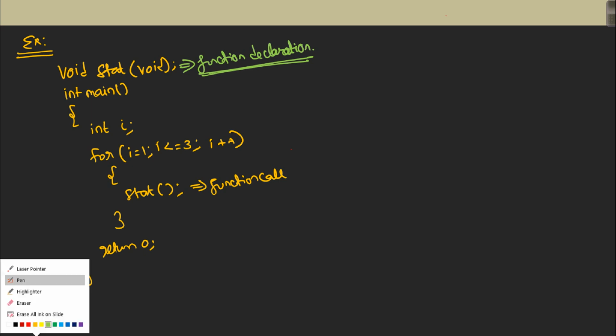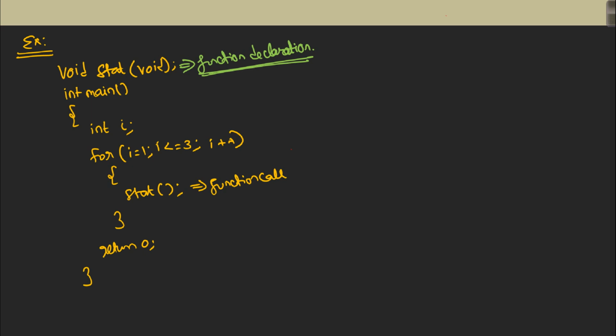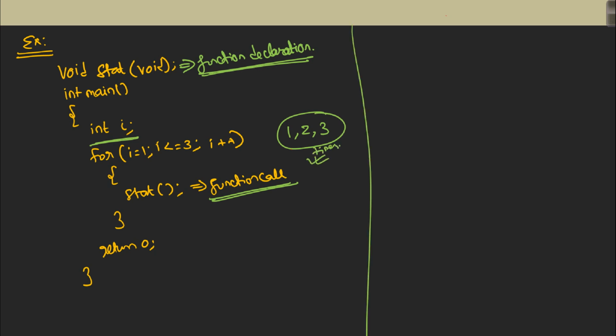Right? So far you are having one function declaration step, and inside your main function you are declaring one variable i, and then this i variable you are using in the for loop, and you are calling the function. How many times are you calling the function? First time when i equal to 1, second time when i equal to 2, third time when i equal to 3, when i equal to 4 the condition is false, you are getting out. So 3 times you are going to call the function, right? So now we will see the function definition part.